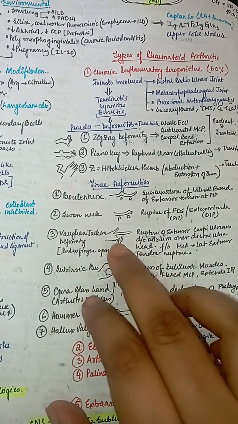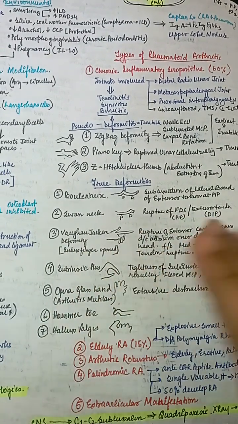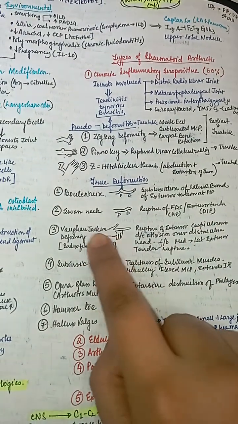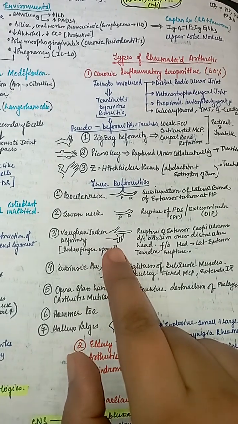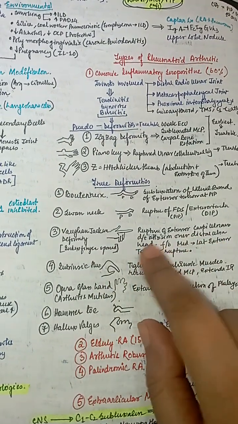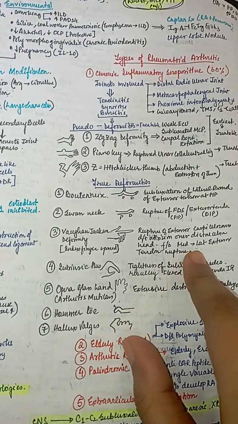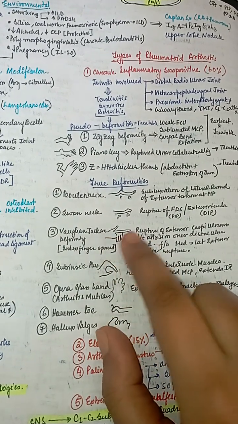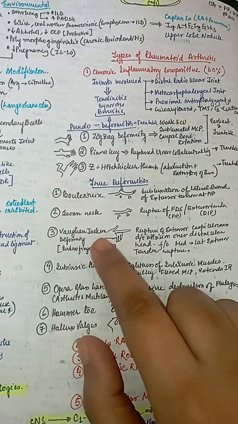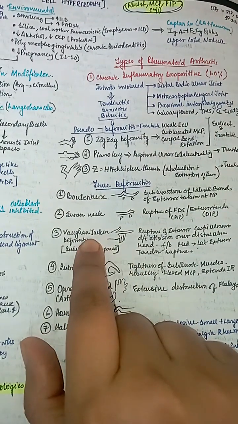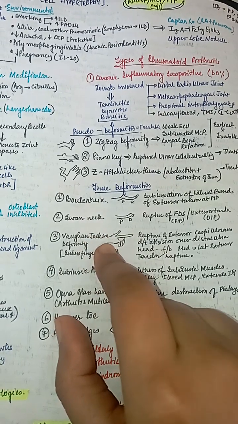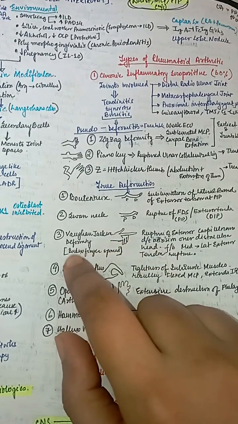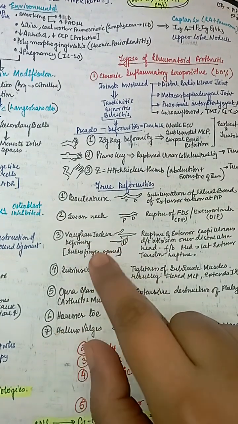Vaughan-Jackson deformity is the sparing of the index finger, with rupture of the extensor carpi ulnaris tendon due to the attrition over the distal ulnar head, followed by medial to lateral extensor tendon rupture. Only the index finger is spared. The medial to lateral extensor tendons are ruptured. So this is the Vaughan-Jackson deformity.